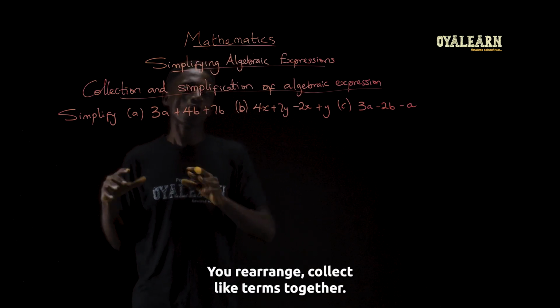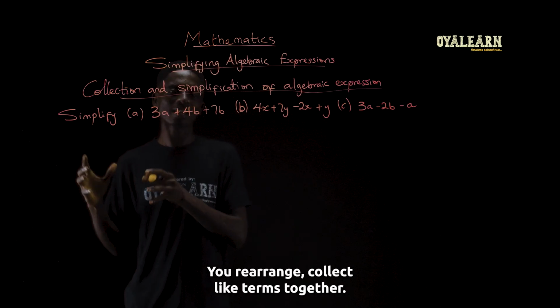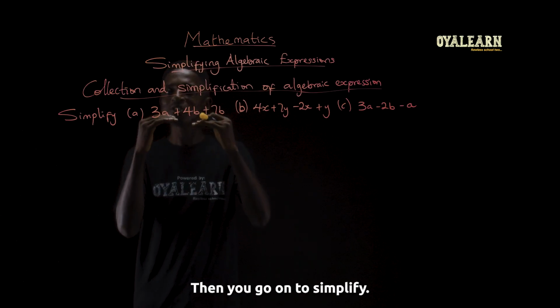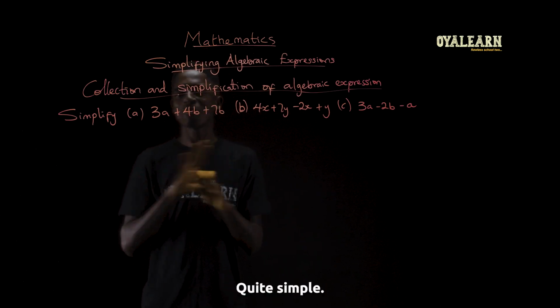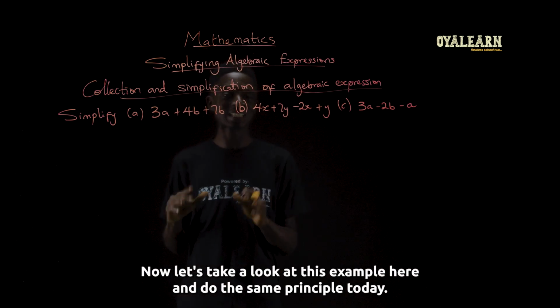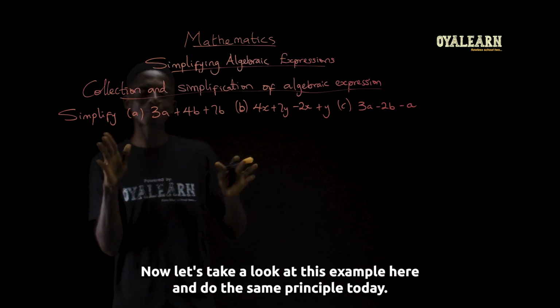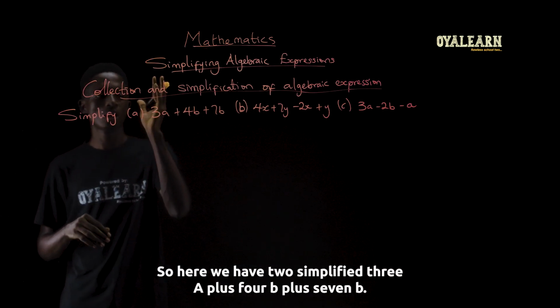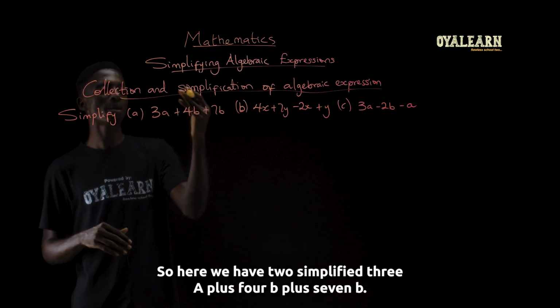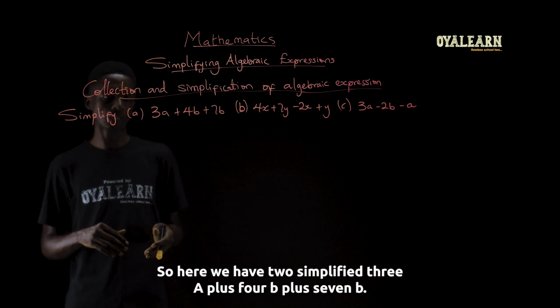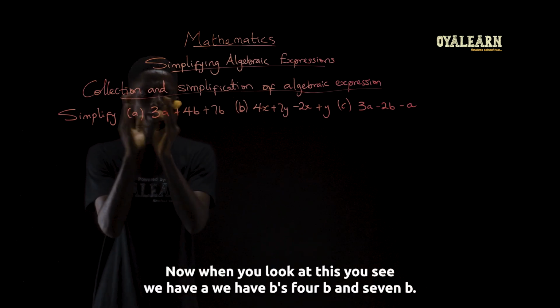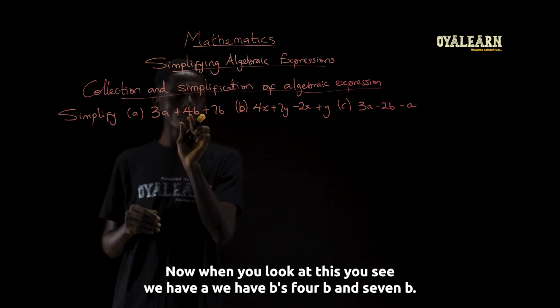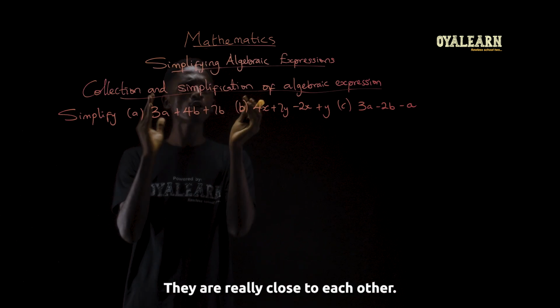You rearrange, collect like terms together, and then you go on to simplify. Quite simple. Now let's take a look at these examples here and do the same principle to them. So here we have, to simplify, 3a plus 4b plus 7b. Now when you look at this, you see we have a, we have b's, 4b and 7b. They are already grouped close to each other.